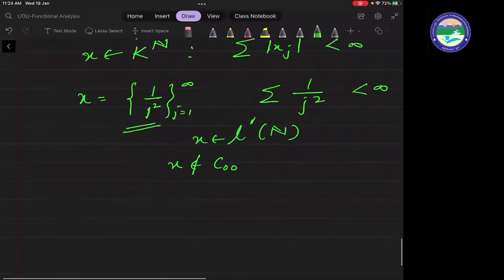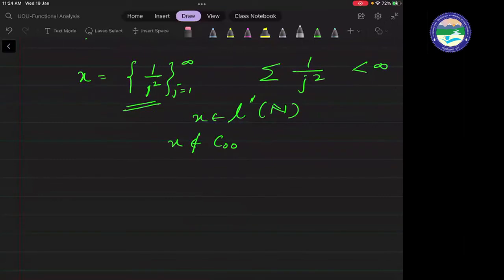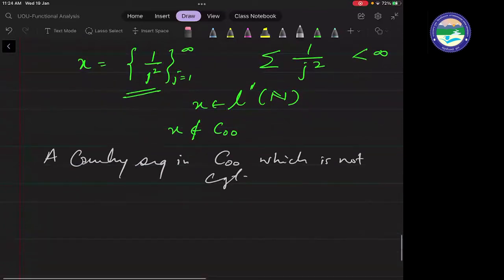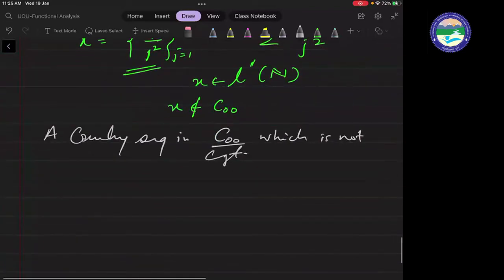So now I will give you a Cauchy sequence in c_00 which is not convergent in c_00. This will show you that c_00 is not complete, meaning it is not a Banach space, although it is a normed space. OK, so let us see.